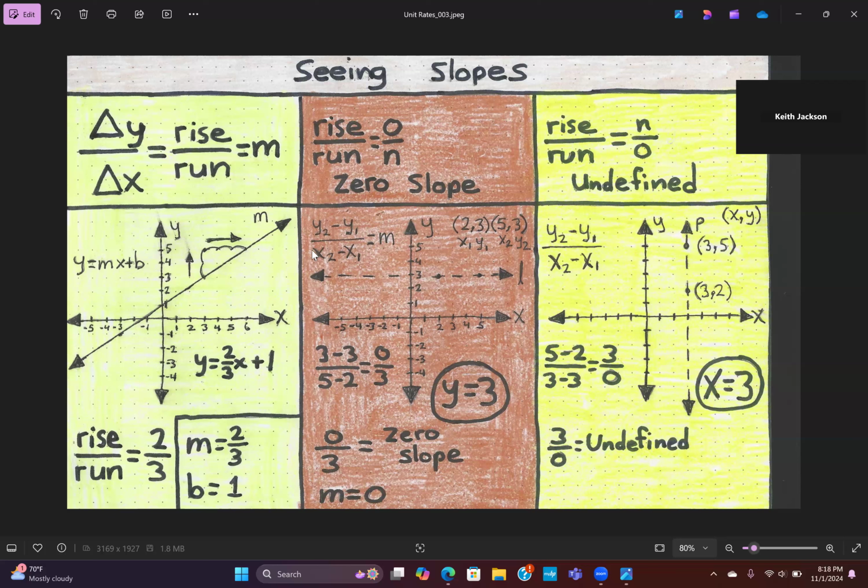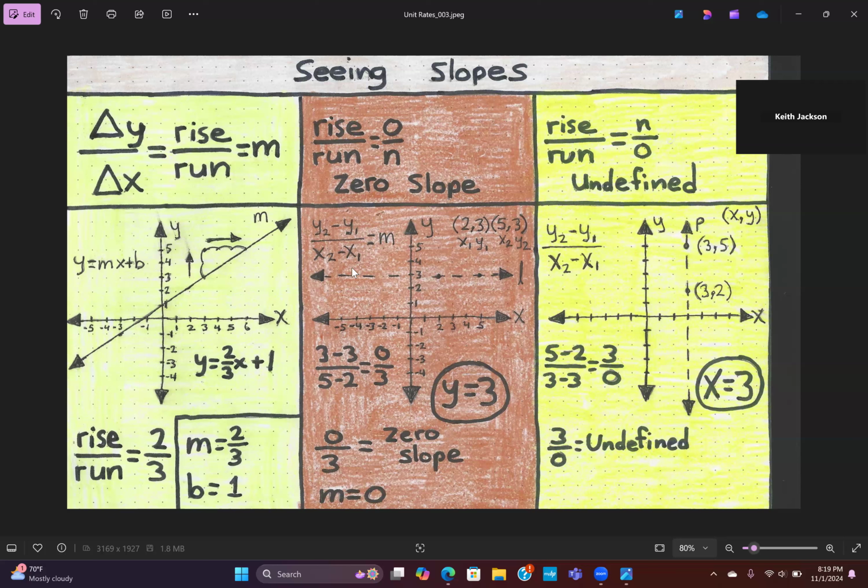And watch what happens when we plug it into this formula right here, which is y sub 2 minus y sub 1 over x sub 2 minus x sub 1. When we plug those in there, right? So we have a 3 minus 3 in the top part, in the numerator part. So 3 minus 3 will give us 0. And then we have a 5 minus 2 in the denominator part, which will give us 3. Because we had that 0 in the numerator, the slope will be 0.